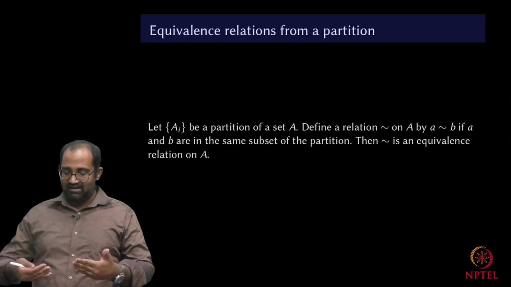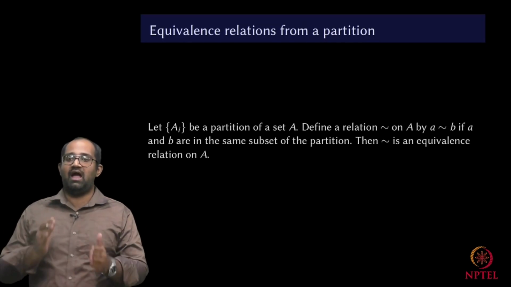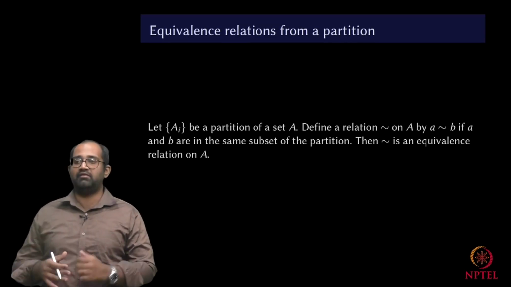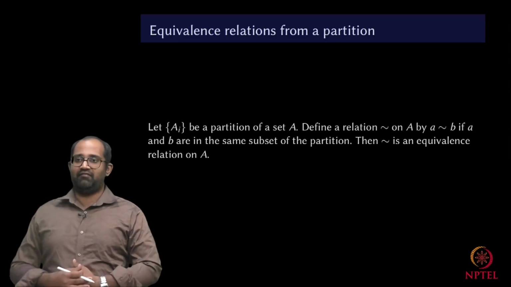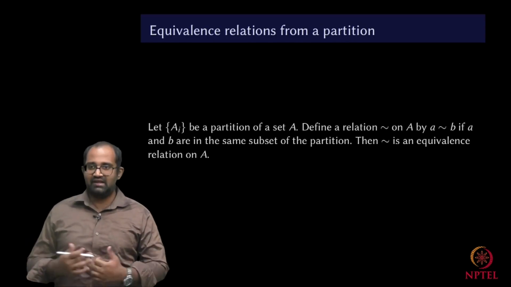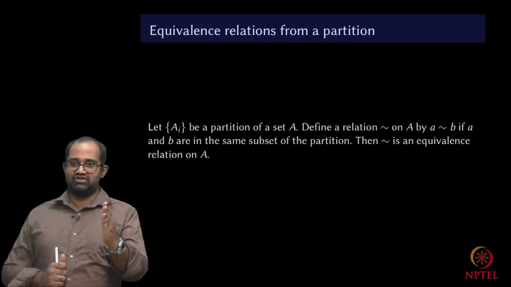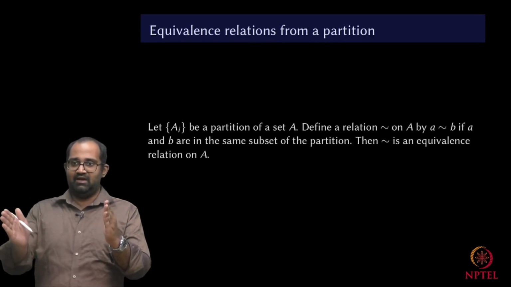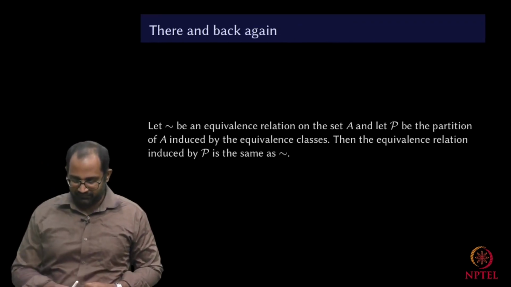Transitivity is also obvious: if A and B are in the same subset, and B and C are in the same subset, these two subsets have to be the same because it is a partition. You cannot have two elements in common with two different subsets in a partition, right. So, the fact that this gives an equivalence relation is really trivial. So, what have we achieved? Starting with an equivalence relation, we have obtained a partition. Starting from a partition, we have got an equivalence relation.